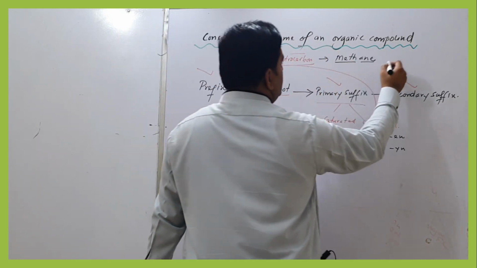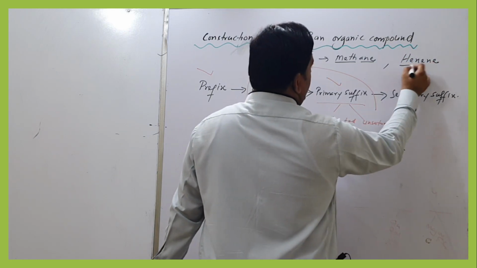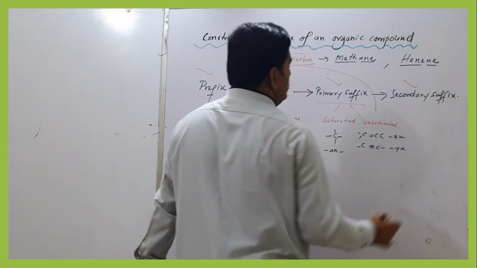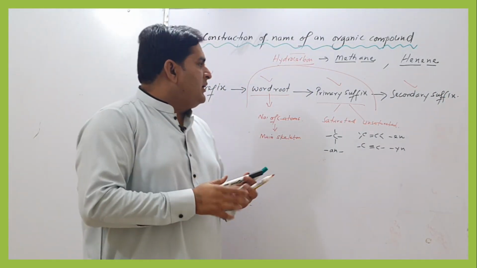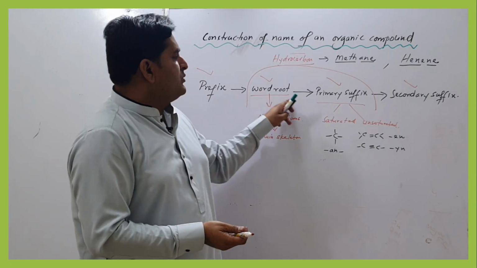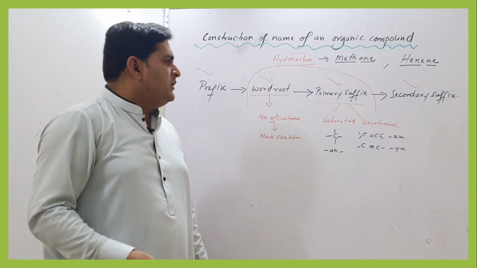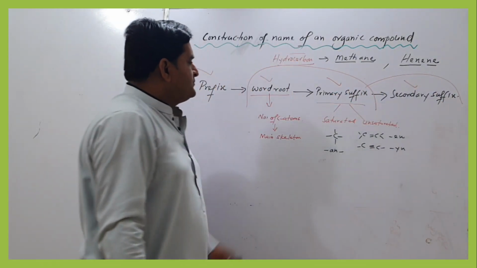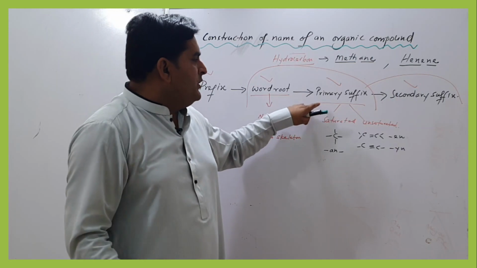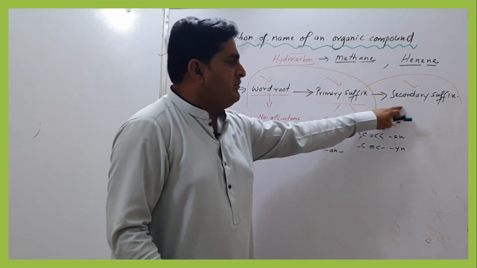Similarly, hexene. Hex is the word root, and "ene" is the primary suffix. So if a compound does not have any functional group, it is represented by only these two parts, word root and primary suffix. If a compound has only one functional group, then there will be three parts: word root, primary suffix and secondary suffix.